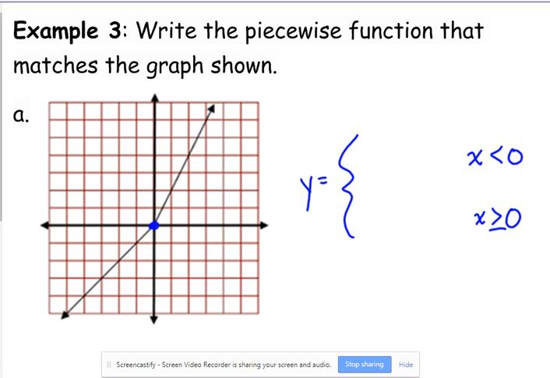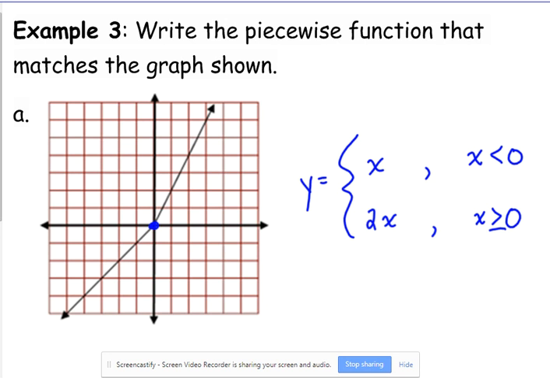All right, so the left side has a slope of 1. We already talked about that, so that's just x. And it goes through the origin, so it has a y-intercept of 0. So that's all we need for the equation for the first piece, x when x is less than 0, to the left of 0. And then the right side has a slope of 2, so that's 2x. It also has a y-intercept of 0, so 2x is the equation of the right side.